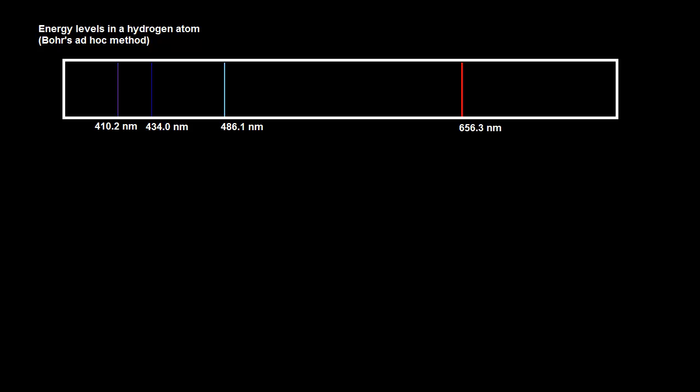Hi, today we're going to quickly go over how to derive the energy levels in a hydrogen atom in a fairly rough way using Bohr's ad hoc method. We're not going to use the Schrodinger equation and solve it for a 3D potential because the math gets a little ugly, but this method, even though it's somewhat ad hoc and has a lot of approximation, gives us fairly good results.